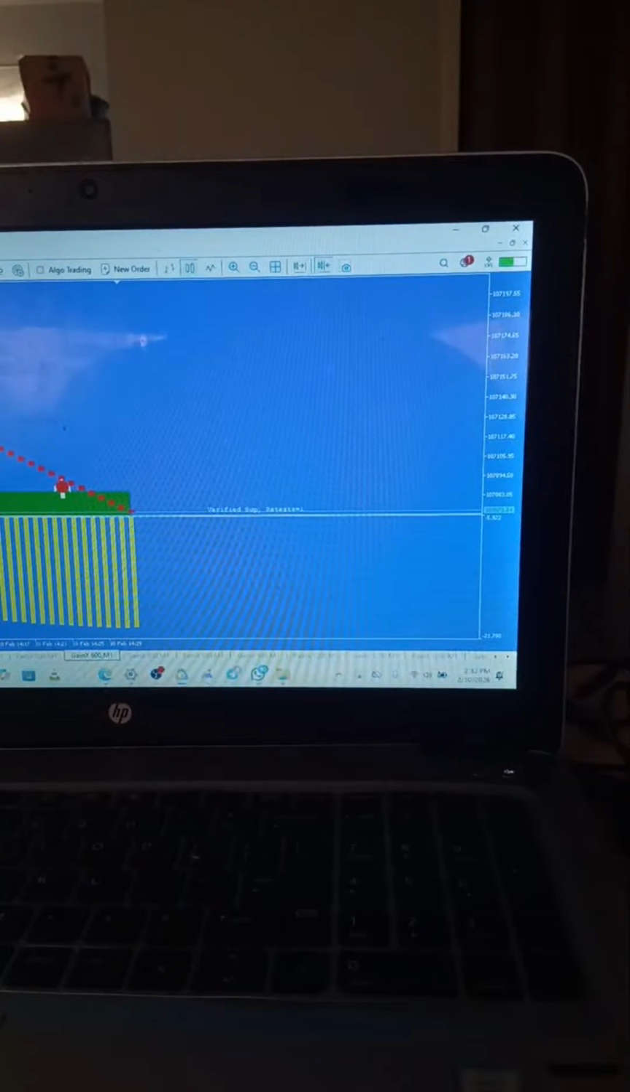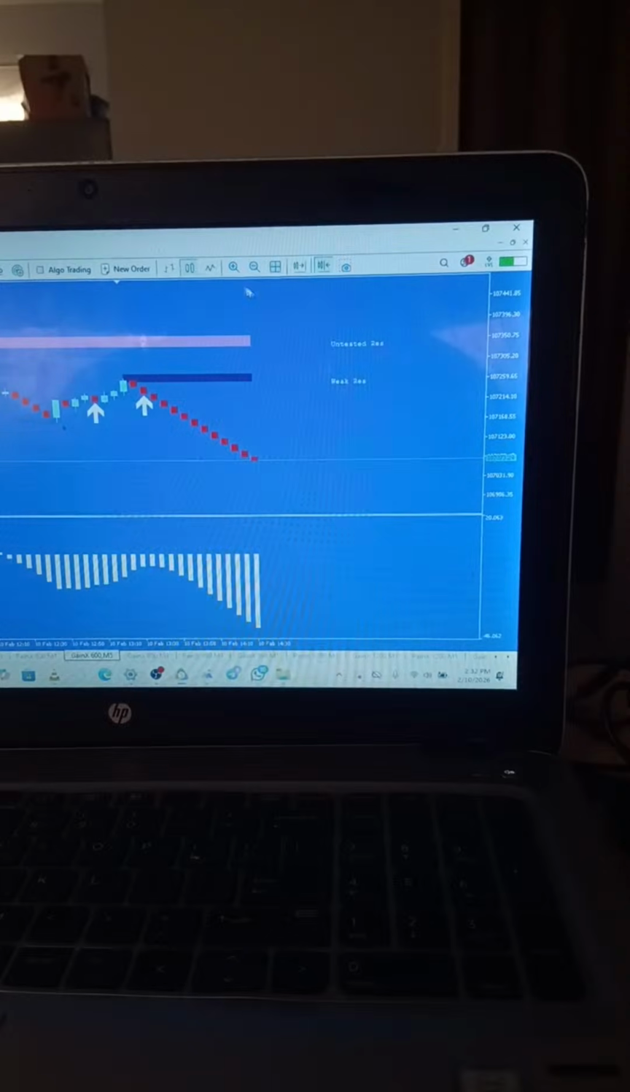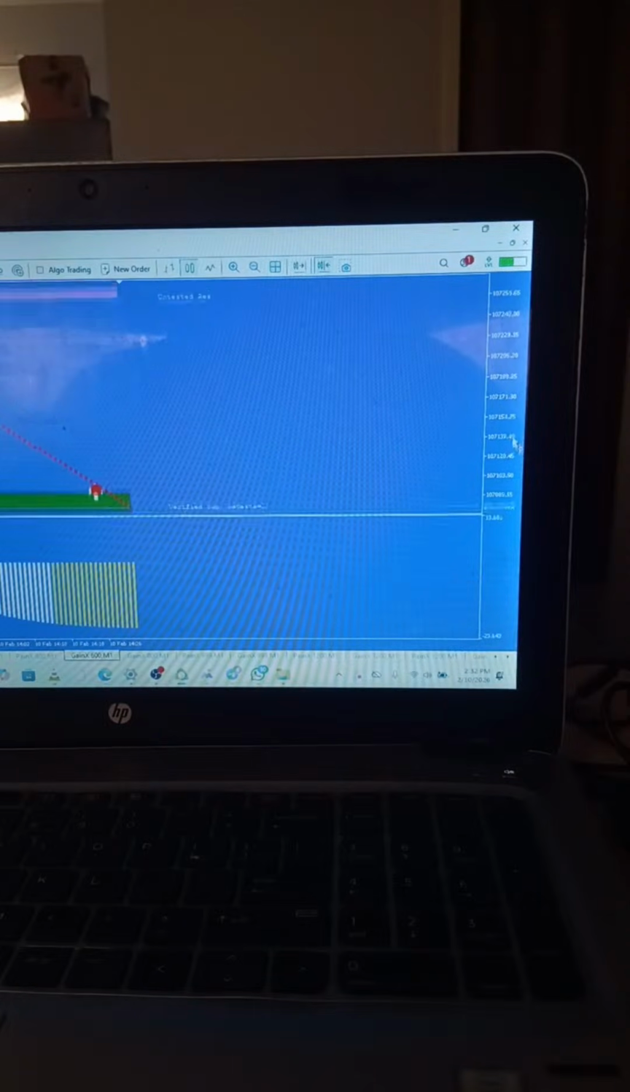Okay, we have a signal in GainX 600 and price is on a support. We have a reversal signal. Let's see what happens. On the 5-minute, how does it look? Price is moving down. It has been moving up. Now price is moving down. Let's see how strong is this reversal signal.